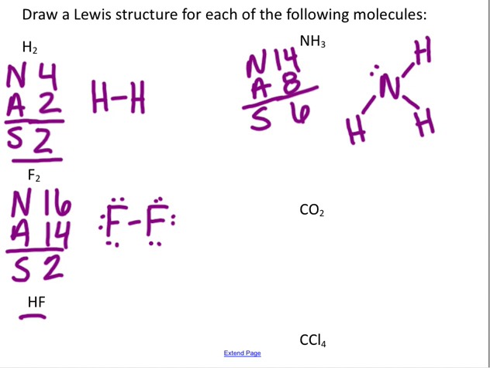All right, CO2, needed, available, shared. How many do we need? 8 times 3 is 24. Carbon needs 4, and each oxygen needs 6, so 12 plus 4 is 16, meaning we're going to share 8. How many bonds is that? 4.